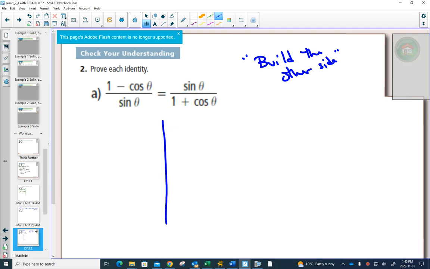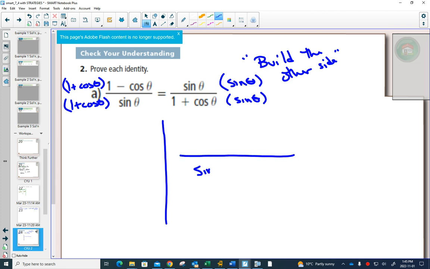Let's say I wanted to make my denominators the same. Can you see that this one would be missing a 1 plus cos theta? So I'm going to multiply top and bottom by 1 plus cos theta. And this one is missing a sine theta. So I multiply top and bottom by sine theta. And what that would do is, and I'm not even going to multiply it out, I'm going to just leave it factored like this. Can you see that both of them would have the same denominator?